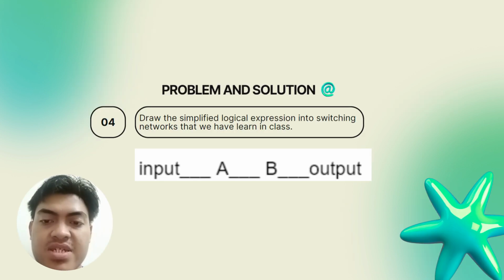So for our last question, which is to draw the simplified equation into a switch network. We know that we get A and B in our last equation just now. So we just need to draw them into a series switch circuit. Here we can see that it is input, series A, series B, and output. I think that's for me. And now I will pass back to Daniel.